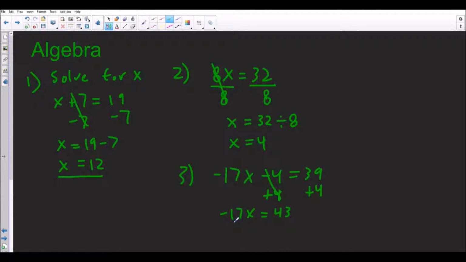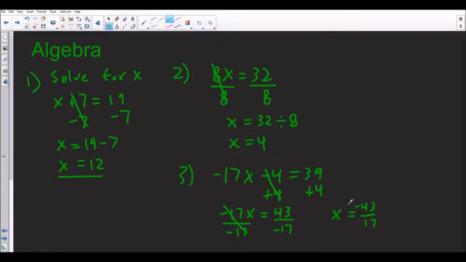Now to get x by itself, we still need to get rid of this negative 17. So we're going to divide by negative 17, right? We're doing the opposite. It's negative 17 times x. We're going to divide by negative 17, divide by negative 17. So then x, because those two are canceled, is equal to 43 over 17.